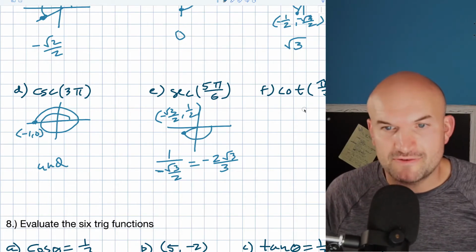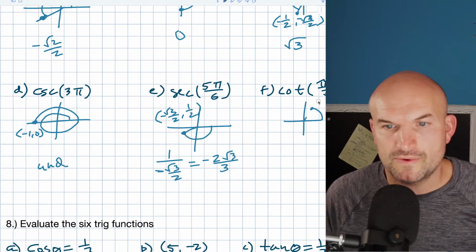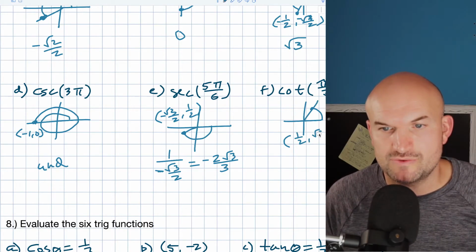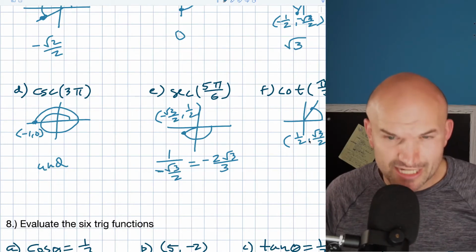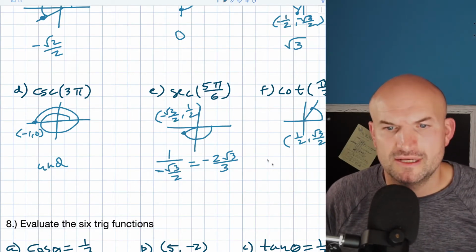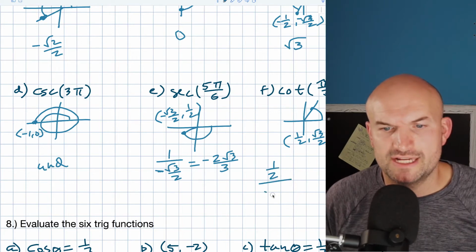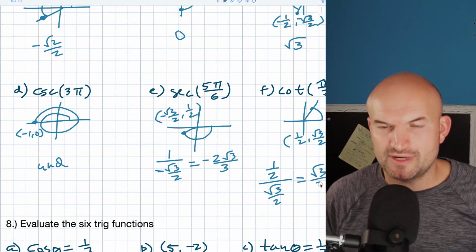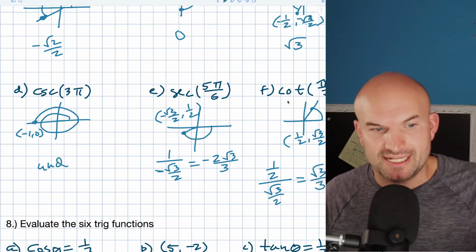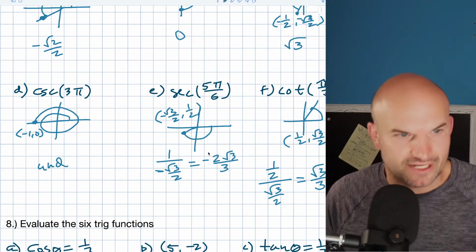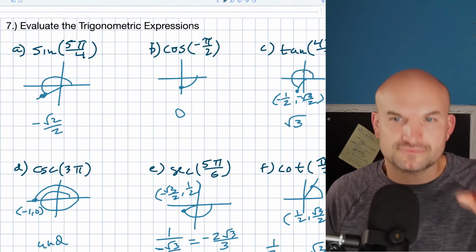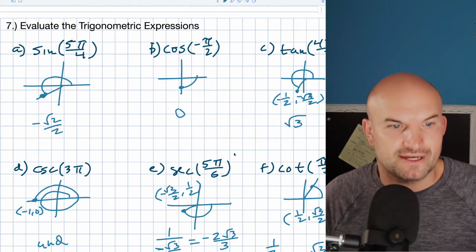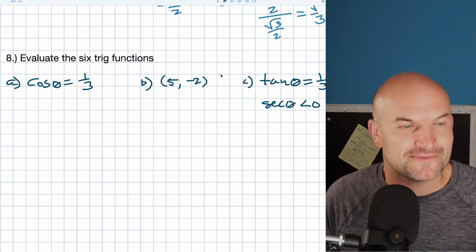And then cotangent of pi over 3. So pi over 3 is right there. So again, that coordinate point here is going to be 1/2, comma, square root of 3 over 2. And cotangent is going to be x over y, right? So that's going to be 1/2 over square root of 3 over 2. And that's going to equal square root of 3 over 3. And that's going to remain positive because, again, it's in the first quadrant. So positive, negative, undefined. That should be positive because those are both negative. Okay, I think I got everything right. Just want to make sure I wasn't making mistakes.